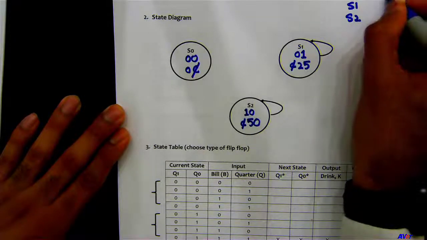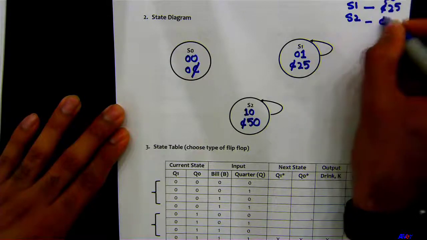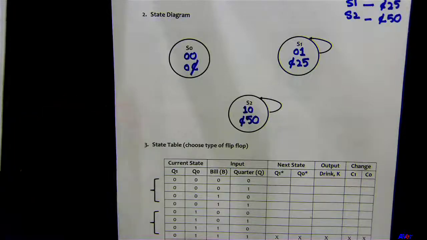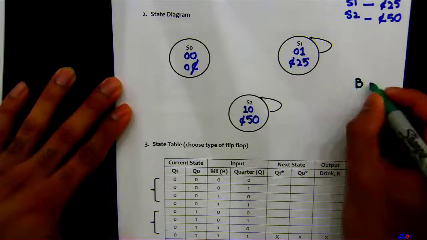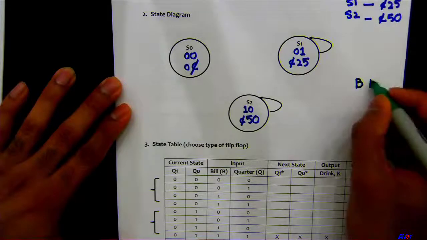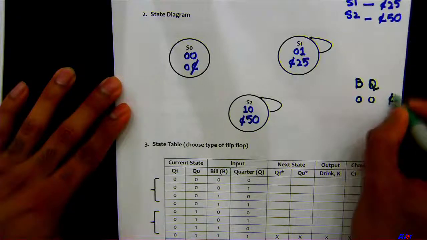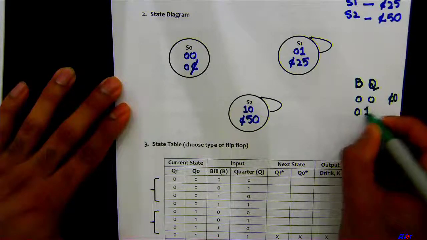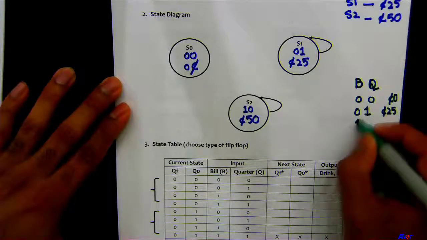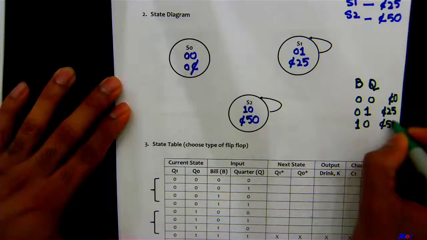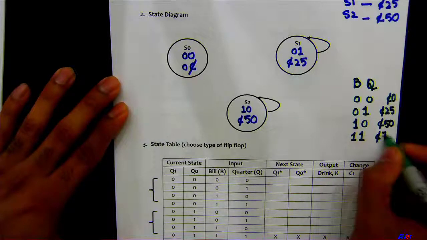All right, so remember here, you got your S0, S1, and S2. This is 0 cents, this is 25 cents, and this is 50 cents, okay? Also, if you look at your inputs, we got inputs are bill and quarter, okay? So 0, 0 is 0 cents, 0, 1 is 25 cents, 1, 0 is 50 cents, and then we have 1, 1, which is going to be 75 cents change, okay? This was the change.